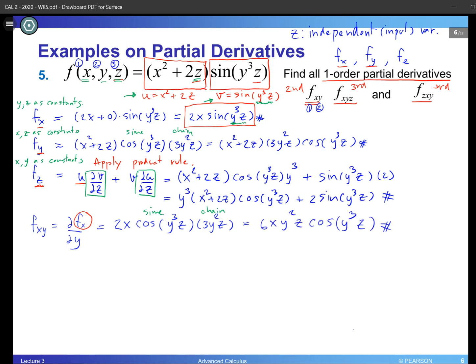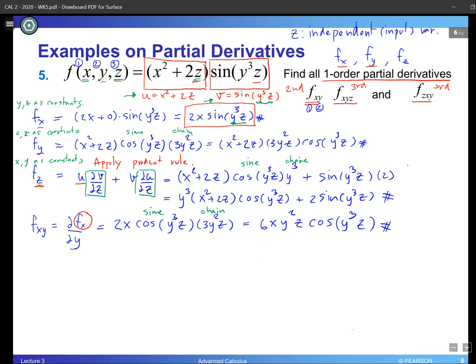Alright, and that is the answer for the second order partial derivative of f with respect to x first and then y. Oh, by the way, I need to put this came from sine, just in case you want to know where it came from. This came from sine, and this from chain, this from sine, this from cosine, and this from chain. Oh, I'm sorry, not for this one.